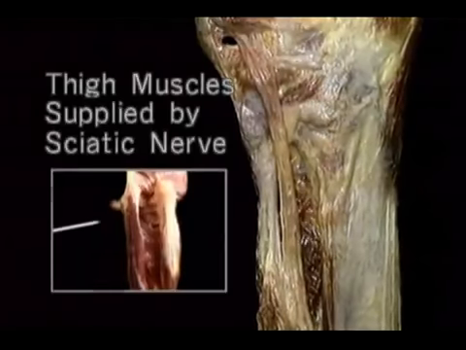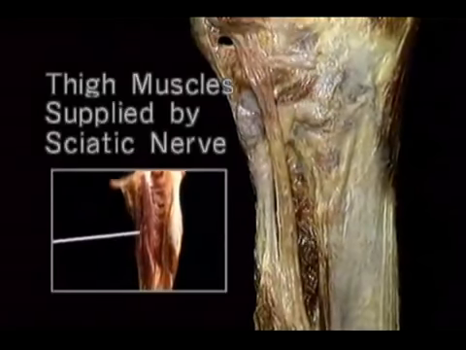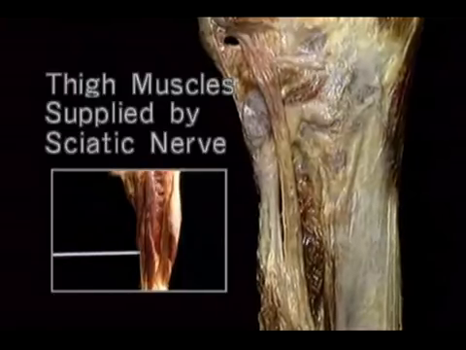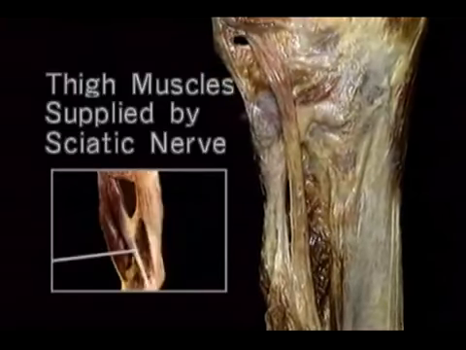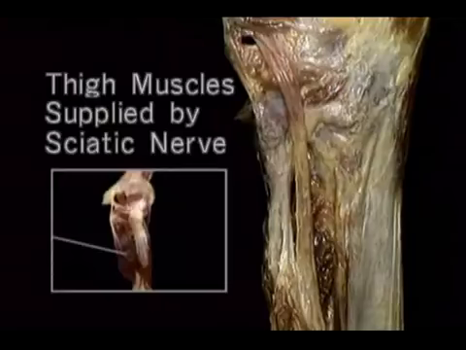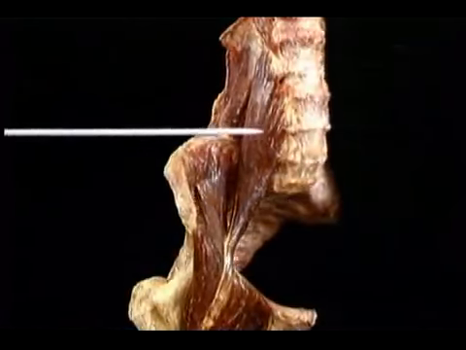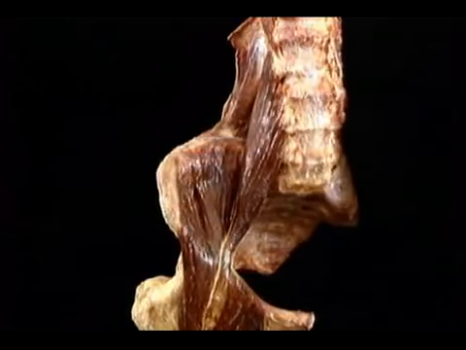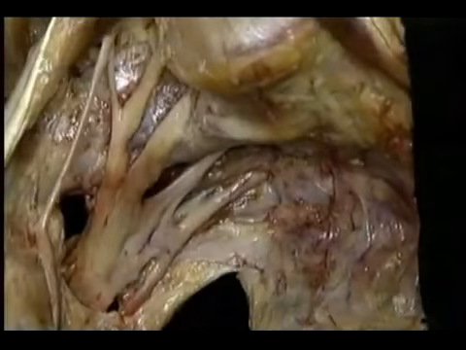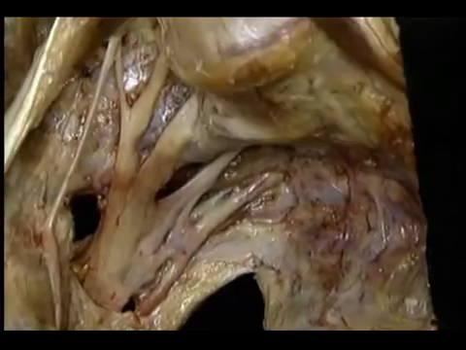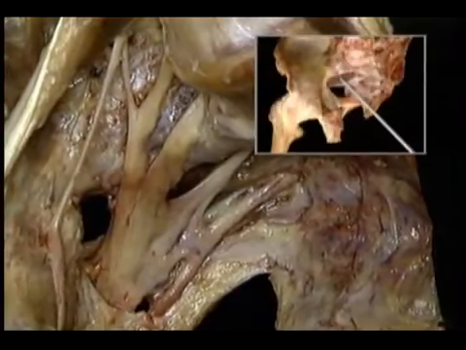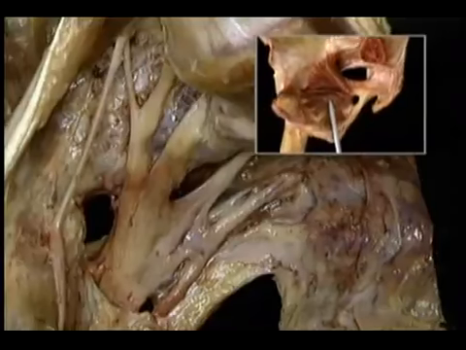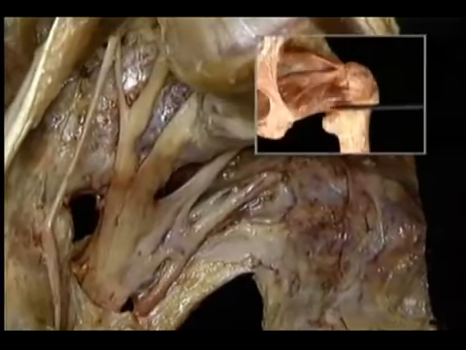In the thigh, the sciatic nerve supplies semitendinosus and semimembranosus, and also biceps femoris and the posterior part of adductor magnus. Lastly, there are a few hip muscles which have their own individual nerve supply. Psoas major is supplied by several small branches of the lumbar plexus. Small separate branches of the sacral plexus supply piriformis, obturator internus, and quadratus femoris.